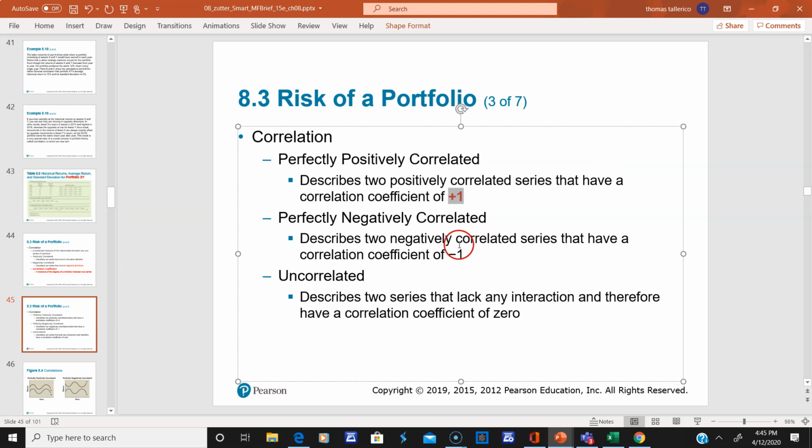And if they're perfectly negatively correlated, when one goes up, the other goes down. They're perfectly negatively correlated, right? And if they're uncorrelated, the correlation coefficient is 0, right? There's no correlation between them at all.